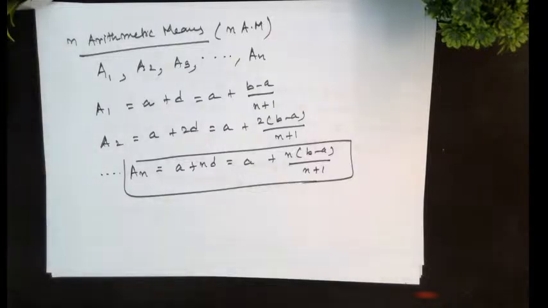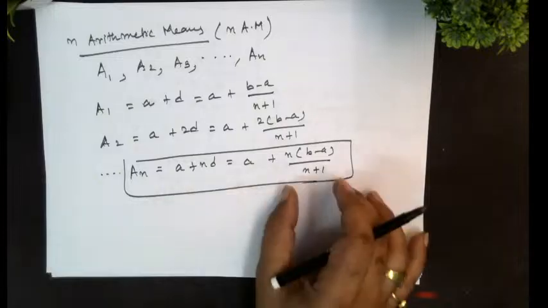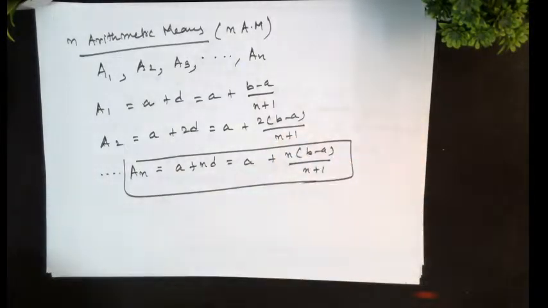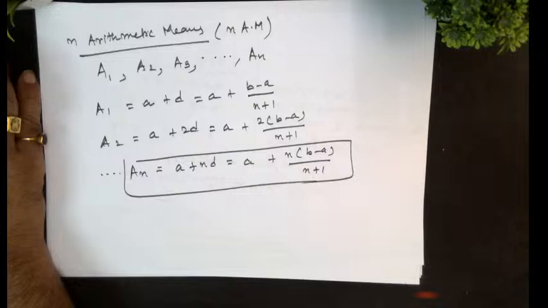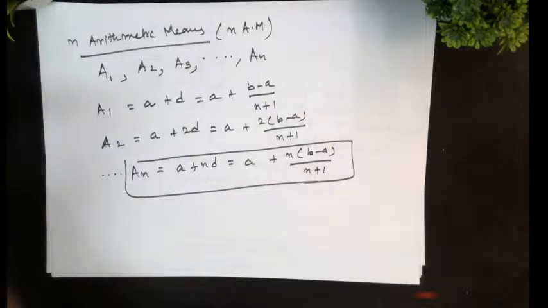An is equal to what? N arithmetic means is equal to A plus nd, that is equal to A plus n into (B minus A) whole divided by n plus 1. It is not whole divided by, it is n plus 1 for that term only. Right? Okay. Now let us proceed.